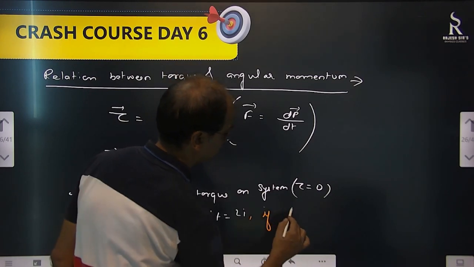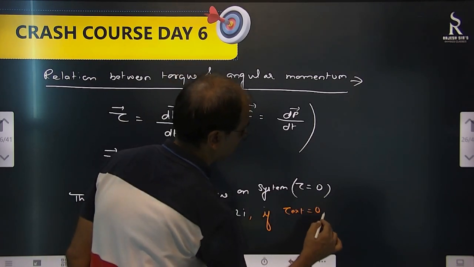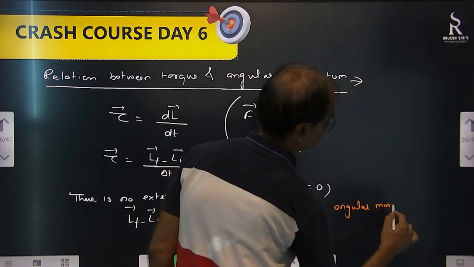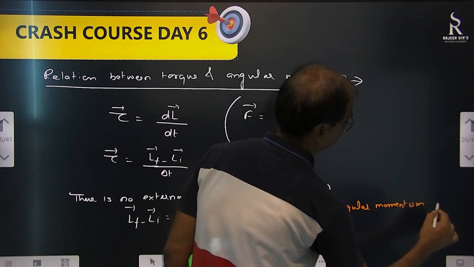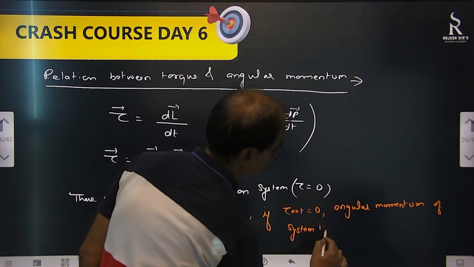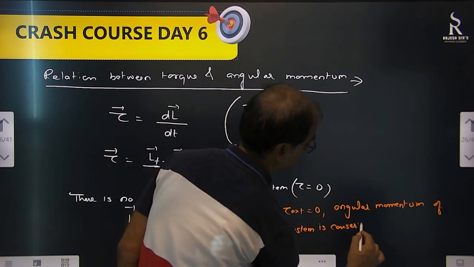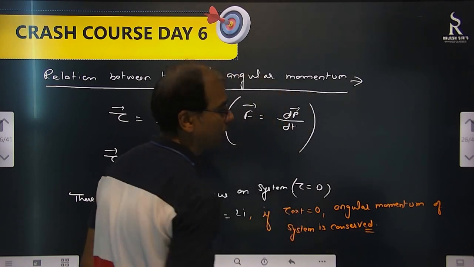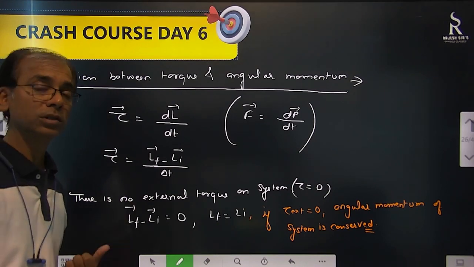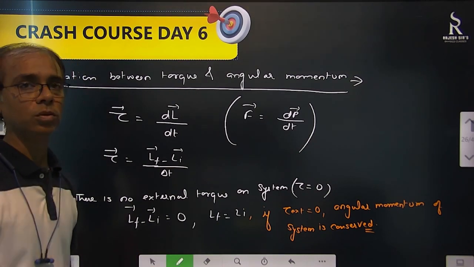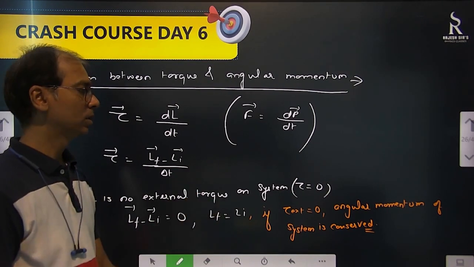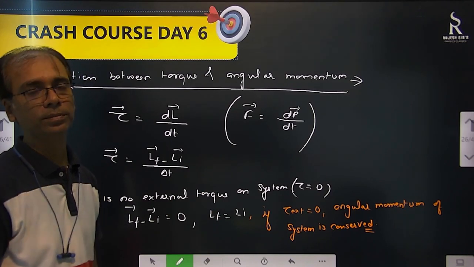If external torque is 0, angular momentum of the system is conserved. That means we are going to apply conservation of angular momentum. If external torque is 0, angular momentum is conserved. What was it in conservation of momentum? If external force is 0 on the system, momentum is conserved. Here, if external torque is 0, angular momentum is conserved.